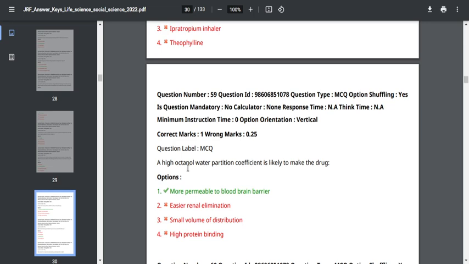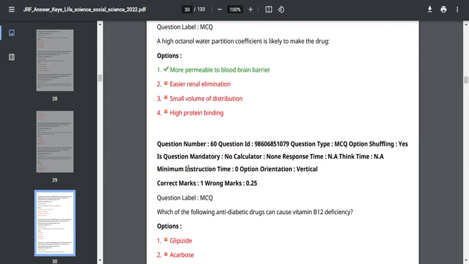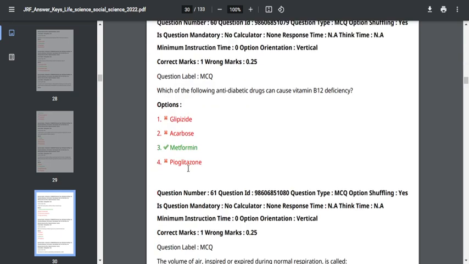And if you think about that particular concept, you will be able to answer this question correctly. Because alcohol has the capacity to cross the blood-brain barrier.